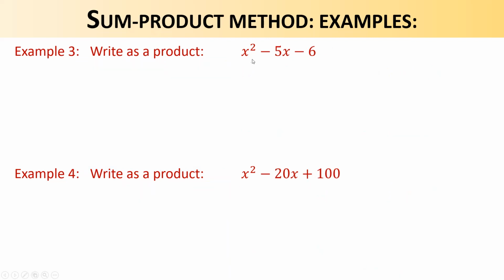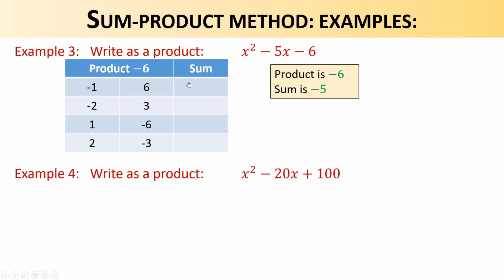Two more examples. How do we write this as a product? And let's try to start doing this a bit quicker. So we see that we need two numbers. Their product is minus 6 and their sum is minus 5. Well, because the product is negative, I know that I need to have a pair of one positive and one negative number. So I have a lot of options. Could be minus 1 times 6, minus 2 times 3, 1 times minus 6, or 2 times minus 3.